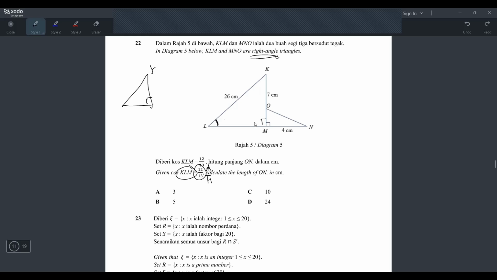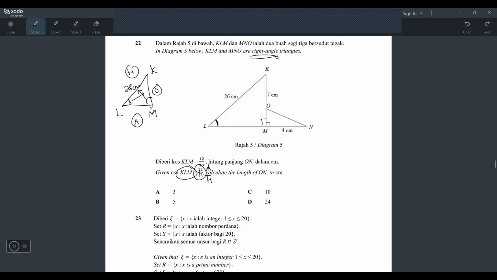So K, M, L. This one is 26 cm. This one is not 7 cm. 7 cm is just a part only. So I will not write here. Okay, but I know my angle is here. So this is my opposite. And then opposite 90, this is my hypotenuse. And this is my adjacent.